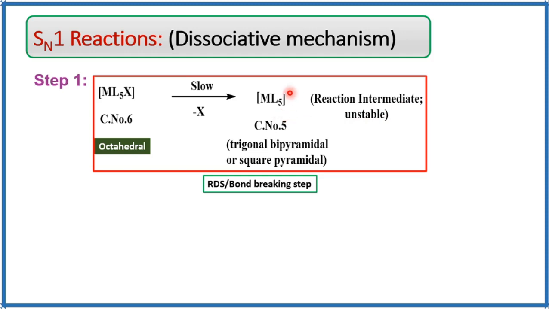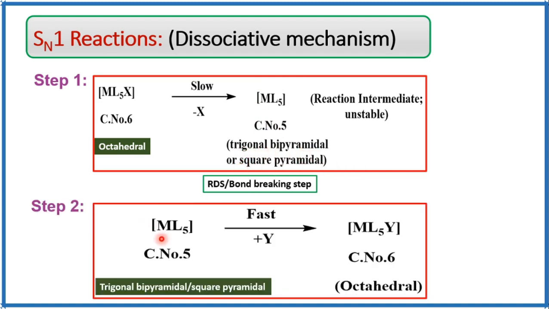And this complex ML5 will have a geometry of trigonal bipyramidal or square pyramidal. So this is the first step. In this first step, complex is losing one of the ligand and forming an unstable reaction intermediate which is having trigonal bipyramidal or square pyramidal structure.